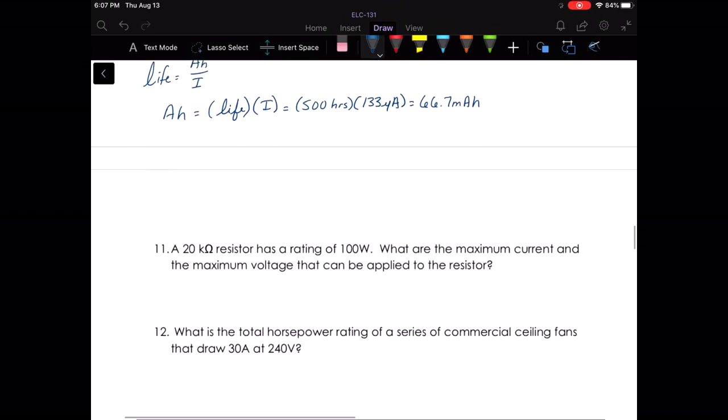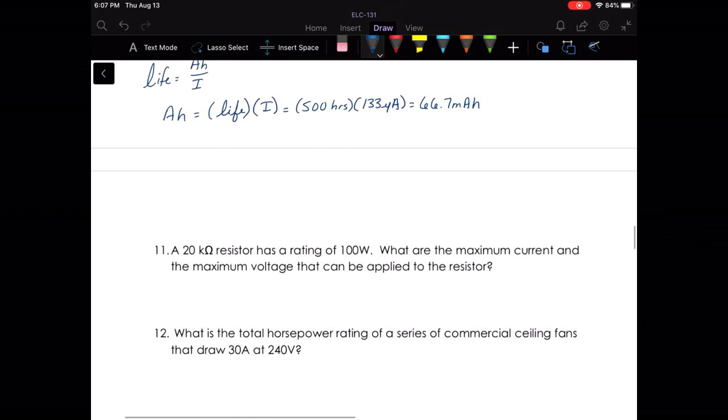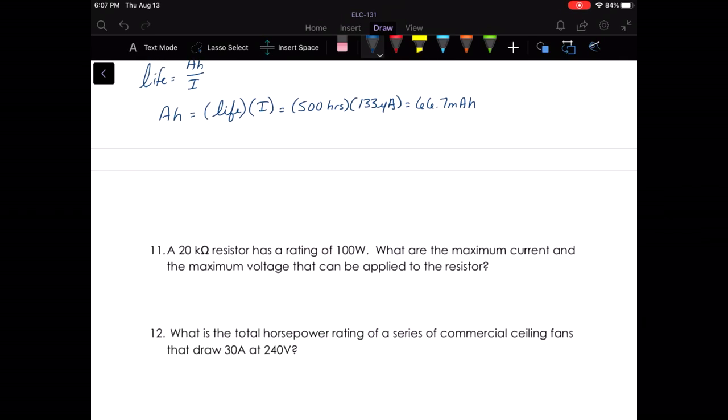Okay, so 2 more problems. Let's work 2 more. A 20 kilo ohm resistor has a rating of 100 watts. What are the maximum current and the maximum voltage that can be applied to the resistor?